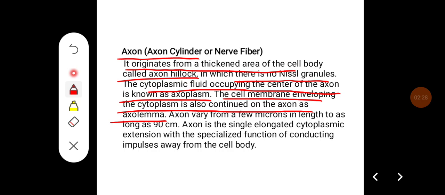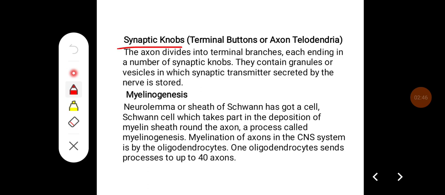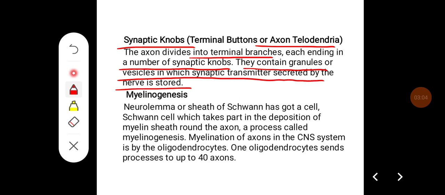Axons vary from a few microns in length to as long as 90 centimeters. Axon is a single elongated cytoplasmic extension with the specialized function of conducting impulses away from the cell body. Synaptic knobs, they're also called terminal buttons or axon telodendria. The axons divide into terminal branches, each ending in a number of synaptic knobs. They contain granules or vesicles in which the synaptic transmitter secreted by the nerve is stored.